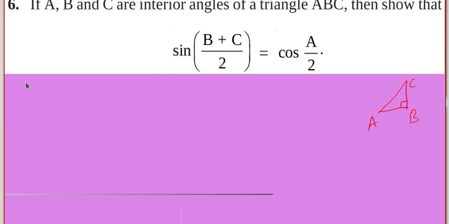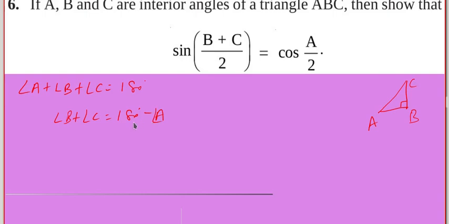We know the sum of all interior angles is 180 degrees. So angle A plus angle B plus angle C equals 180 degrees. All three angles total 180 degrees. We have to prove B plus C in terms of A, so let me keep B and C on one side. Angle B plus angle C equals 180 degrees minus angle A.